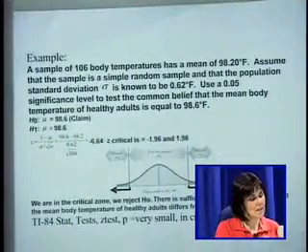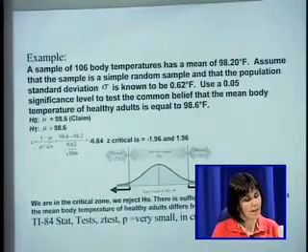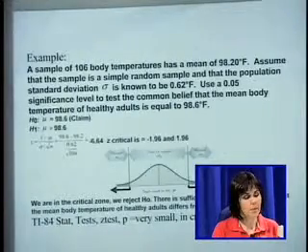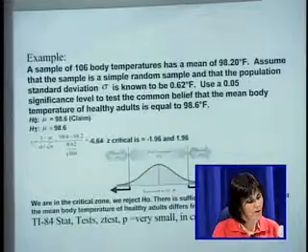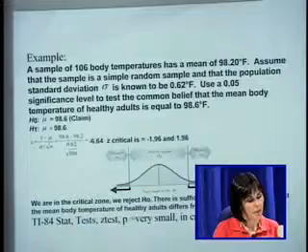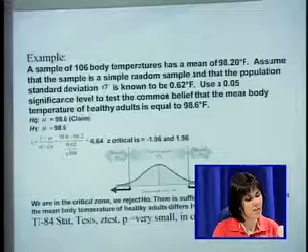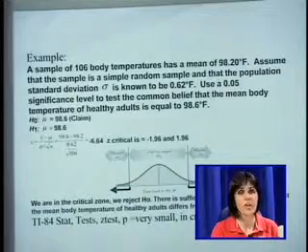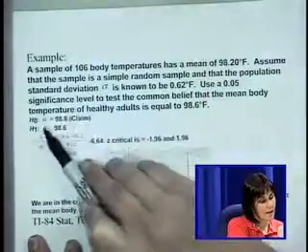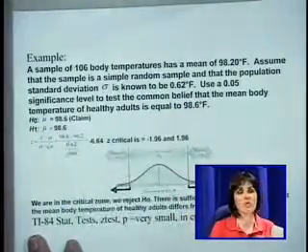The example is we are looking at 106 body temperatures, and that has a mean of 98.2 Fahrenheit. We are going to assume that the sample is a simple random sample, and the population standard deviation is known to be 0.62. And we are going to use 0.05 significance level to test the common belief that the mean body temperature of healthy adults is equal to 98.6. So you set your claim as mu equals 98.6. In H1, mu is not equal to 98.6.